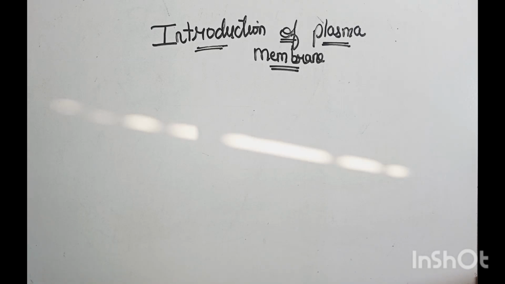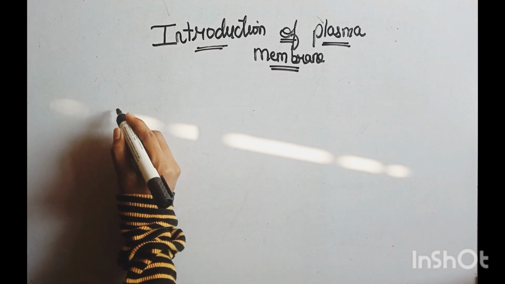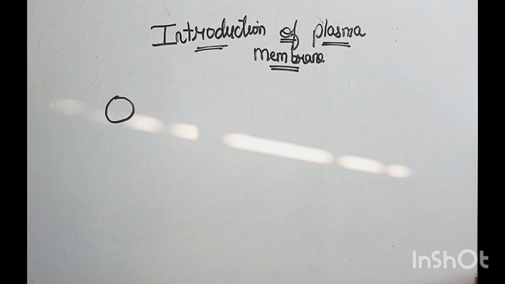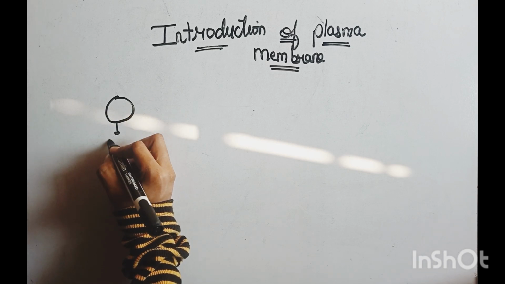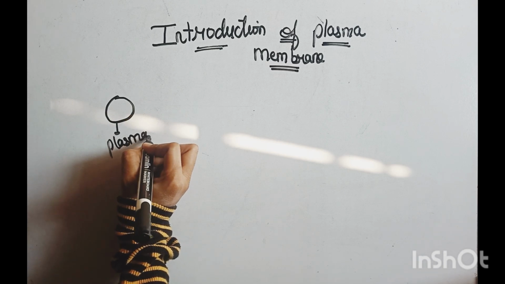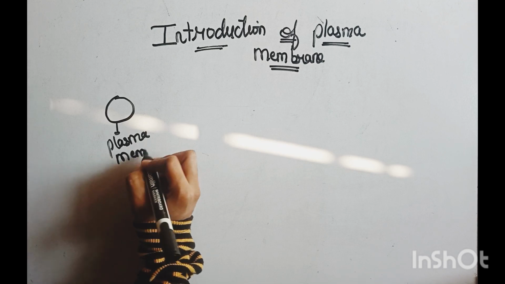In this video, we discuss the introduction of the plasma membrane. The cell is the structural and functional unit of an organism, and the cell contains an outermost layer called the plasma membrane.